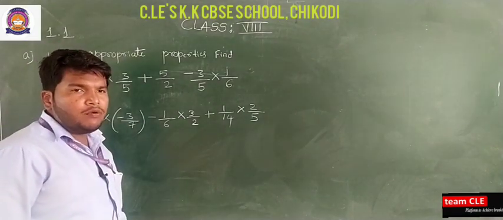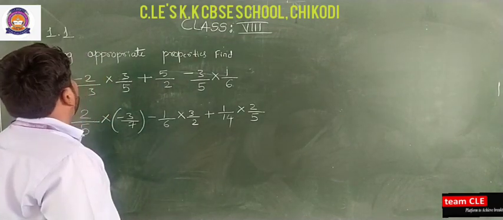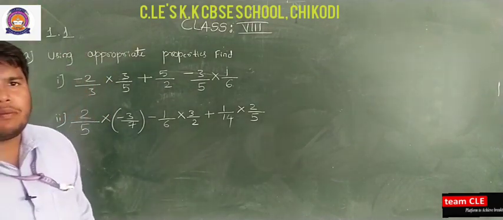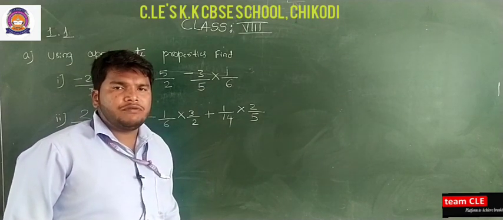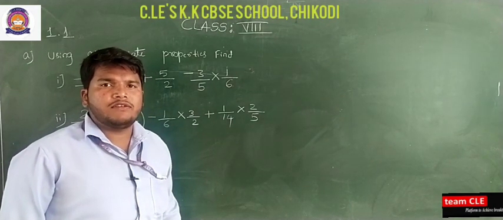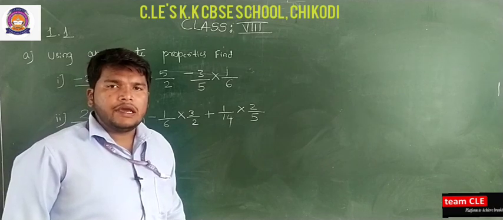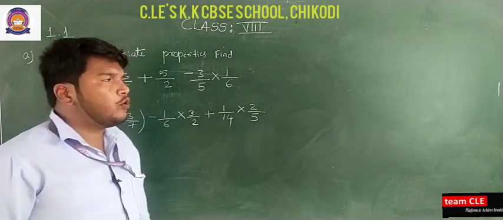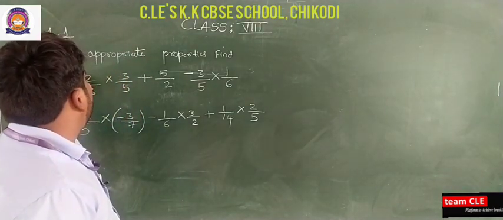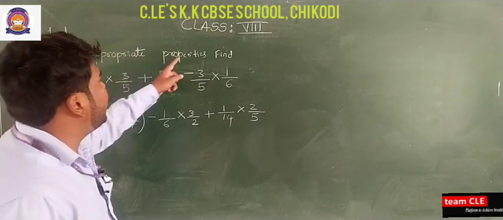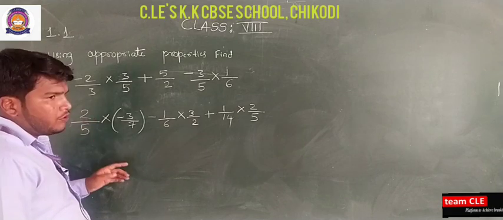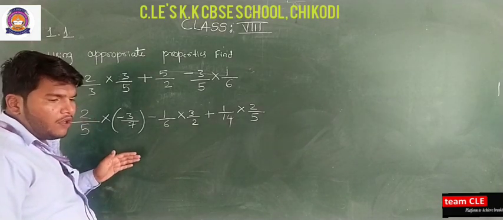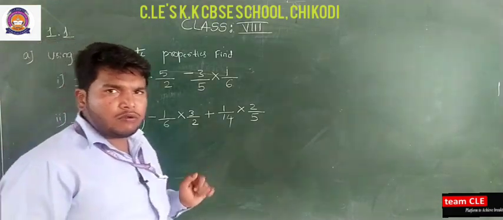So in the previous video we started with the concept of the distributive property of multiplication over addition and subtraction. In this video I am going to solve exercise number 1.1. In exercise 1.1, the first one is using appropriate properties find. That is the first question I am going to solve, and the second question I am going to solve, and some remaining examples. The second one is finding the additive inverse.